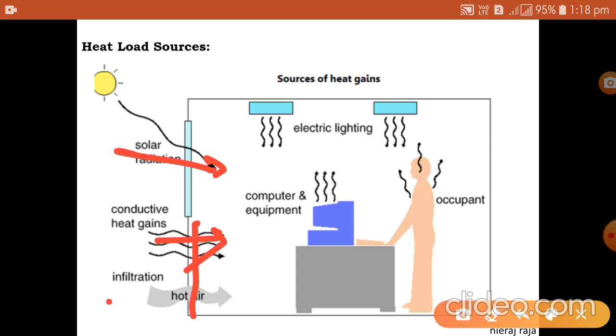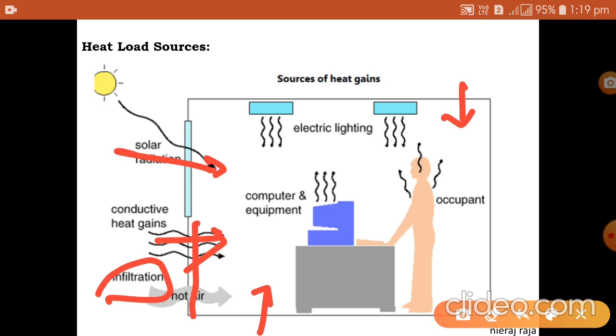Along with that, infiltration is a very important part. Infiltration is the amount of heat that leaks inside your room. It comes through different openings and cracks. You may have some openings or cracks through your windows and doors. Through those openings and cracks, some air enters your room, and that is going to change the comfort conditions. So these come from the outer side. This conductive heat gain is not only from the wall, but also from the floor and the ceilings.